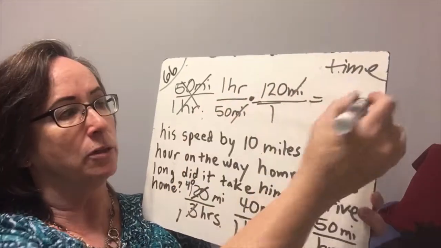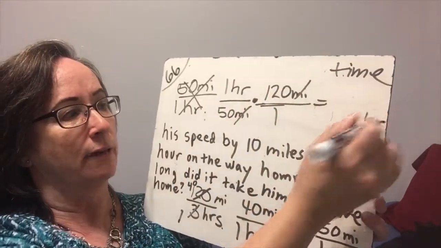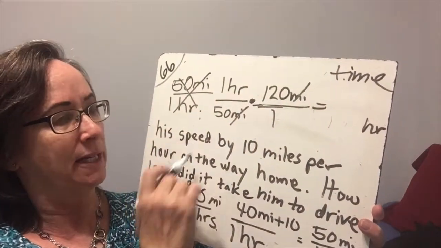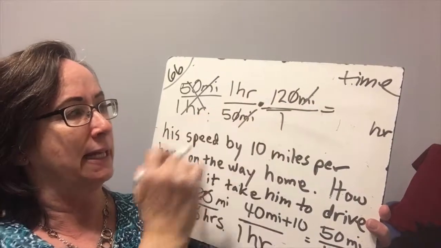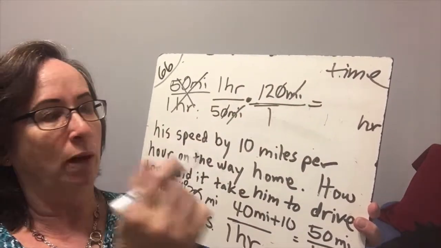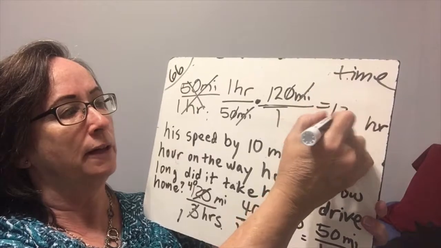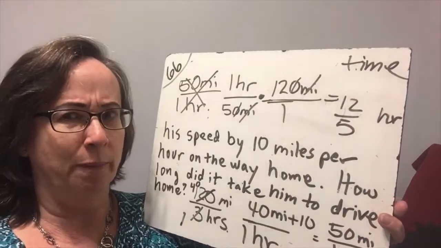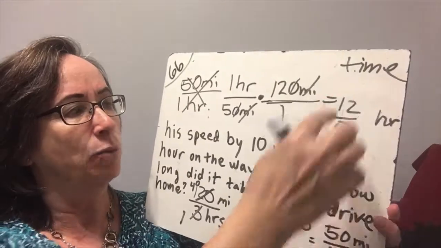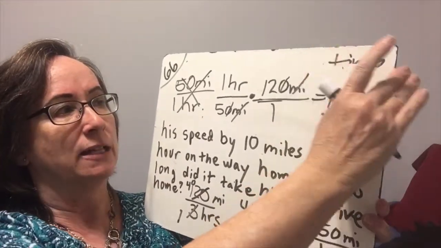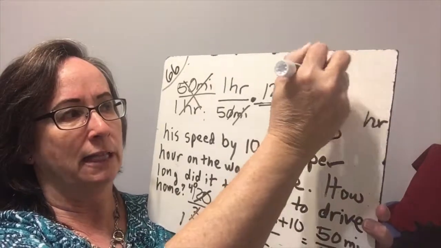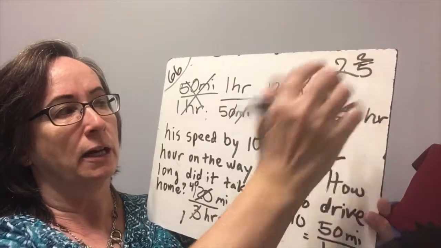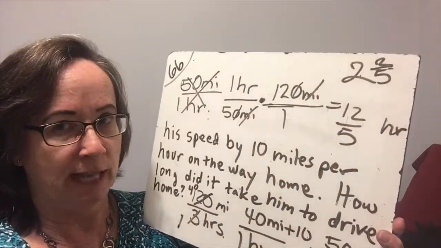I'll be left with hours, and hours is a unit of time. And then I have to divide 120 by 50, but can I just divide both by 10 to start out with? And then I have 12 fifths, and 12 fifths hours is just hard to talk about. So we would probably put this in mixed numbers, wouldn't we? 12 divided by 5 is going to be 2, and that's going to give me 10, and then 2 fifths left over. So he's going to go 2 and 2 fifths hours.